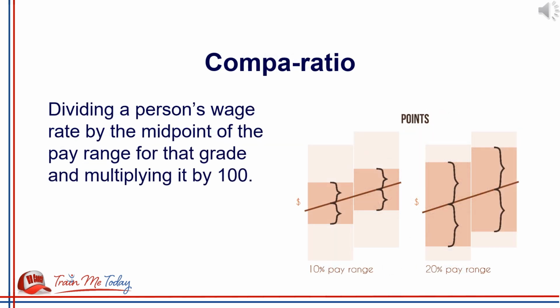A comp ratio is a number that is calculated by dividing a person's wage rate by the midpoint of the pay range for that grade and multiplying it by 100. This number provides a standardized index for assessing how much people should be paid relative to the job they hold. Comp ratios can be used for budgetary control purposes by not allowing supervisors to make pay increases that exceed a specified comp ratio, such as 10% or 20%.